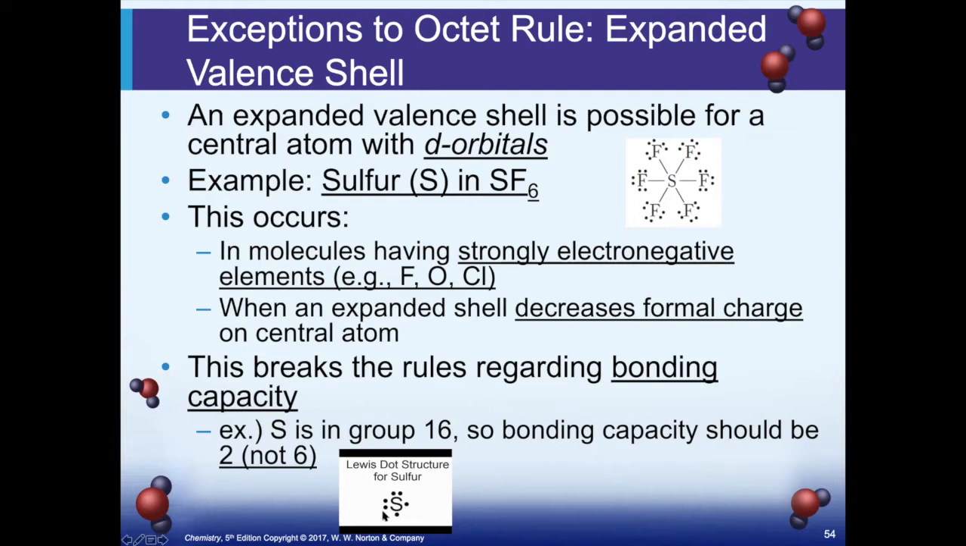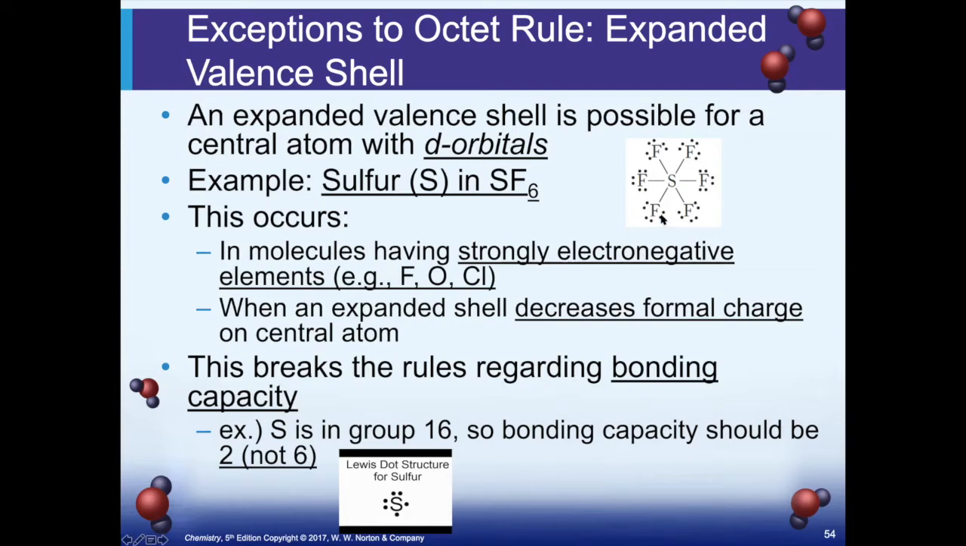But in this situation where you have strongly electronegative elements, or to decrease the formal charge on the sulfur, you could have it exceed that bonding capacity of 2 and go all the way up to 6. It can have a bonding capacity of up to 6. All right, and so I thought it would show up on the slide, so I'll just mention it.